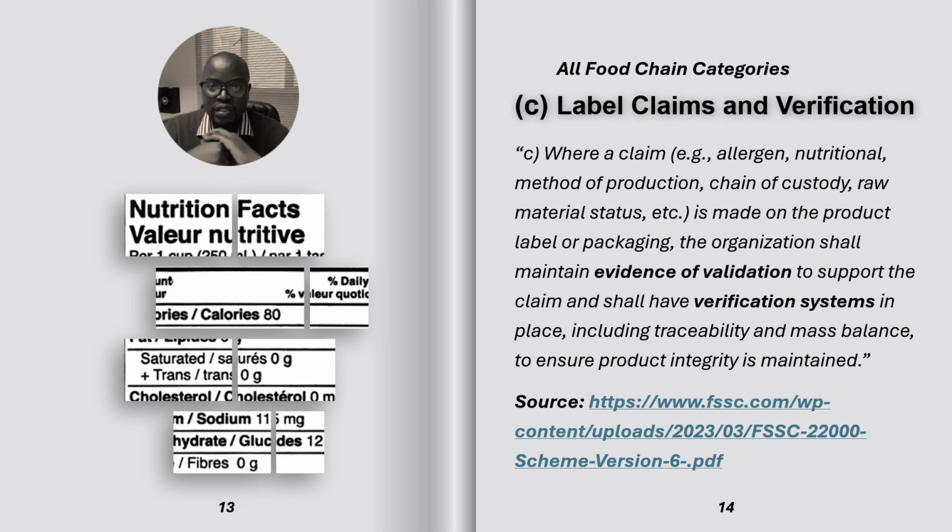So the claims could be things like allergen, that it is allergen free. It could be nutritional information. It could be that the product is gluten free. It could include the method of production. It could include chain of custody, raw material status, or whatever the case may be. The requirement is that it must be validated by the organization, and you must have a way of verifying that, in terms of the methods of production or whatever activities you are doing, you are complying with that claim validation requirement.